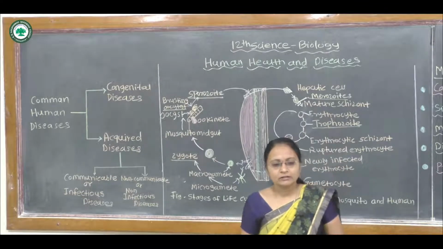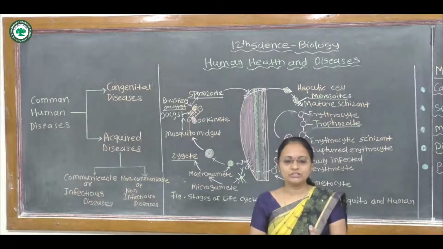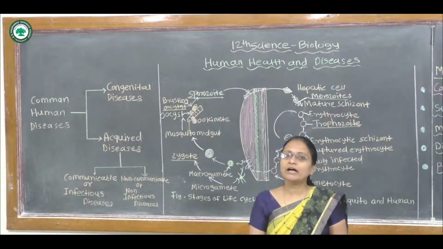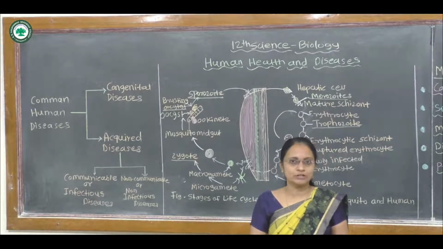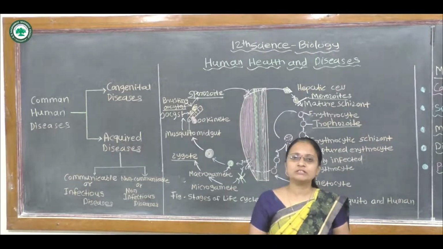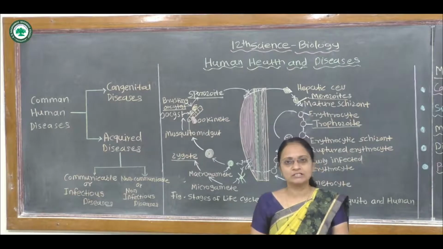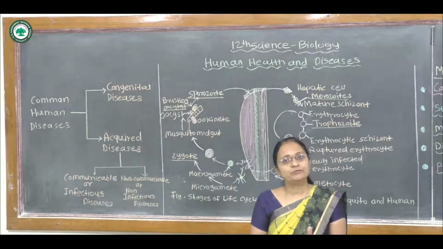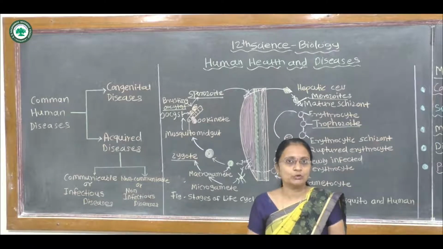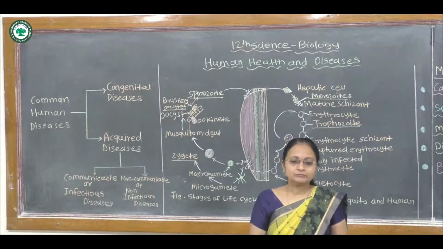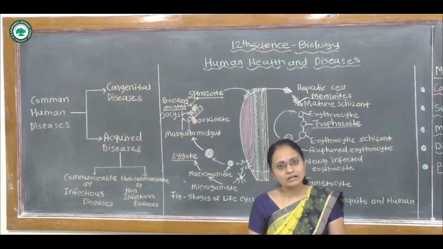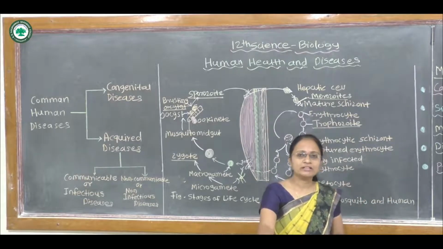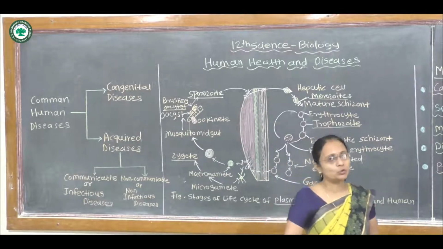Malaria is a vector-borne infectious disease caused by a protist, the Plasmodium. This Plasmodium species is responsible for transmitting malaria. And who is the vector? The female Anopheles mosquito is the vector. This mosquito transmits the species of Plasmodium, and the life cycle of malaria requires two hosts.